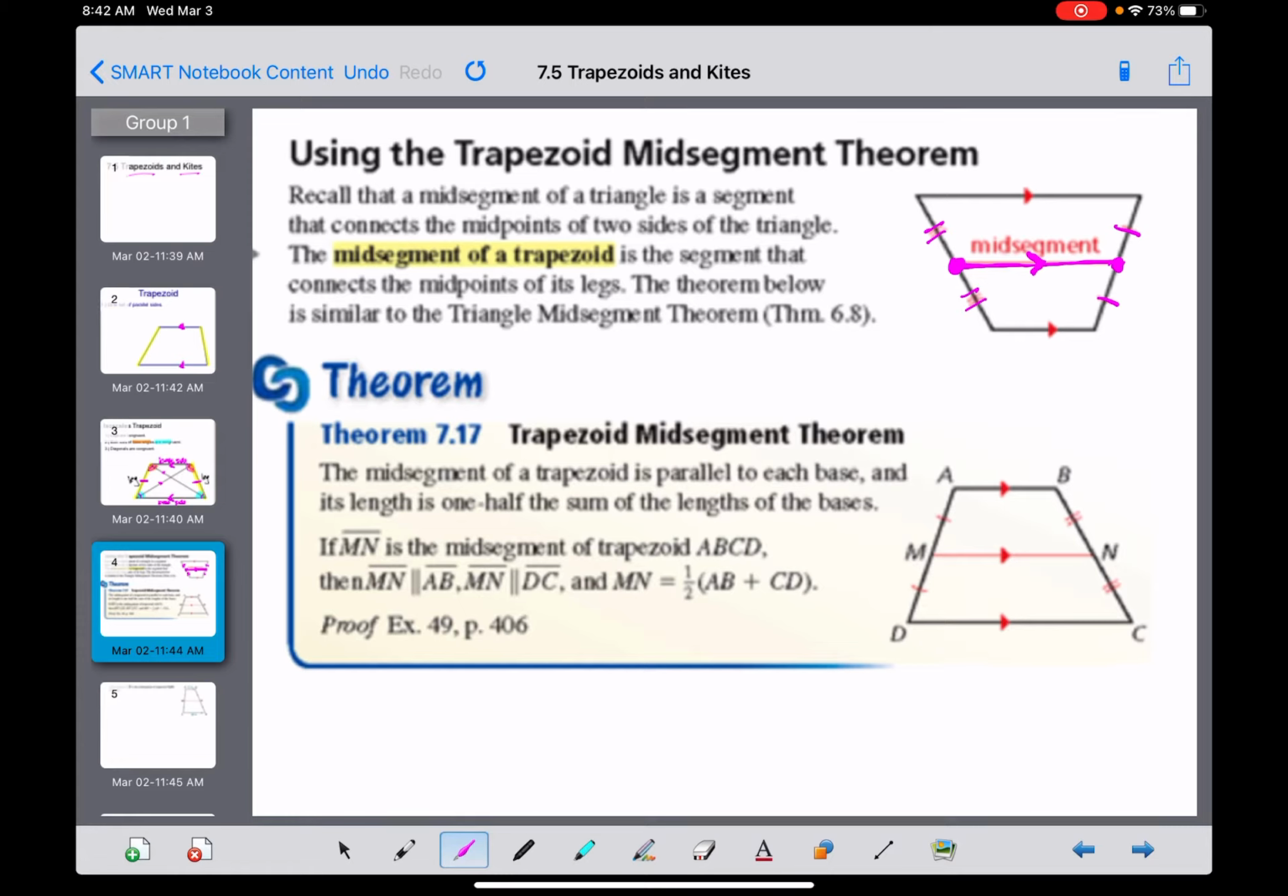So if my top length AB, or my top base, is 4 and my longer base is 10, I can find the length of the mid-segment by finding the average. So I'm going to add 4 and 10 together, and once I take half of that, I will get the length of the mid-segment. So 4 plus 10 is 14. Half of 14 is 7. So the length of my mid-segment is 7.